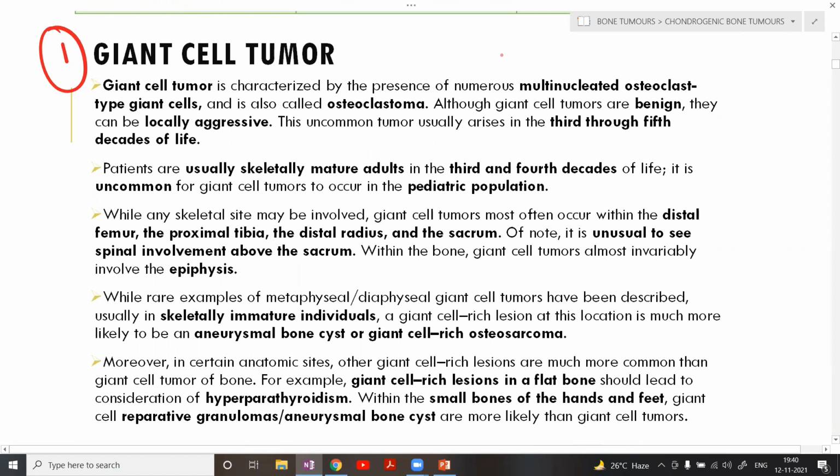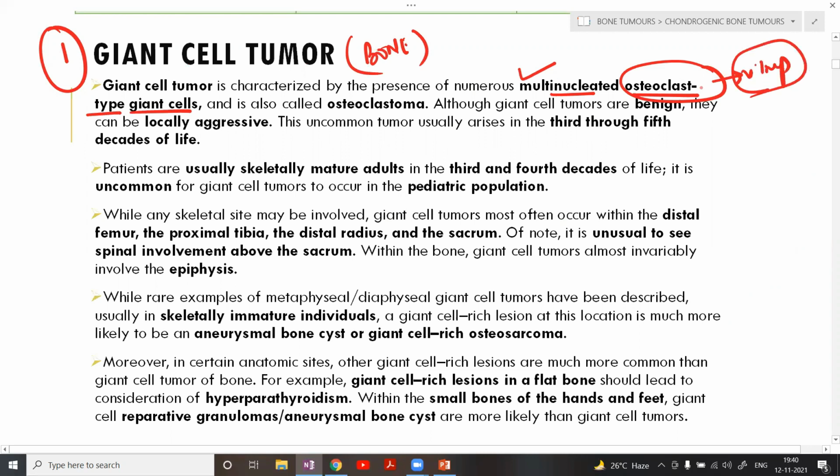So giant cell tumor is a tumor which is basically characterized by the presence of numerous multinucleated osteoclast type giant cells. It is very, very important to understand the nature of the giant cell in a giant cell tumor involving the bone. Okay, it is osteoclastic in nature. That is very important. Now very importantly, the majority of them are benign in nature and they are locally aggressive also. Remember that this uncommon tumor usually arises in the 3rd through the 5th decades of life.